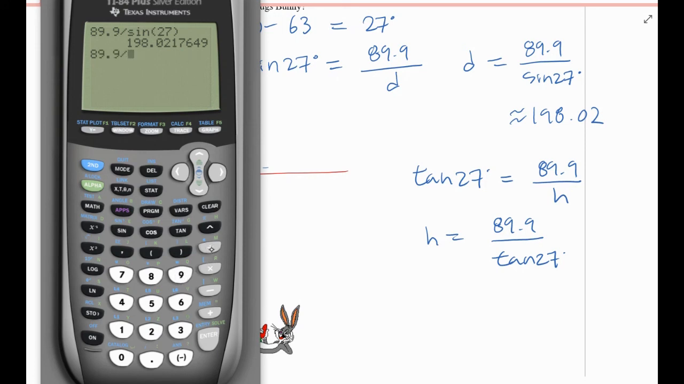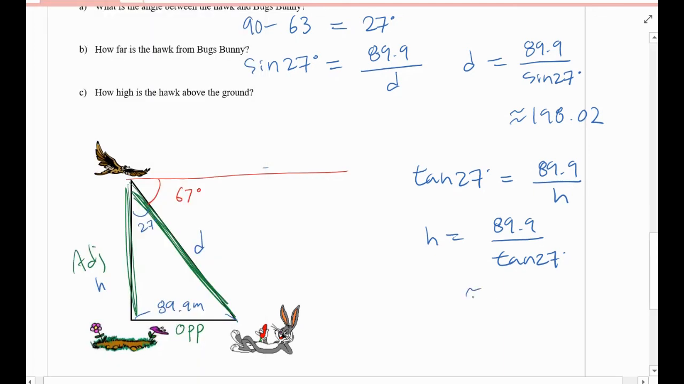89.9 divided by tangent 27. Okay, 176.43, 176 point, if you round it, 44 meters. So the answer for A is 198.02 meters. Answer for B, 176.44 meters.